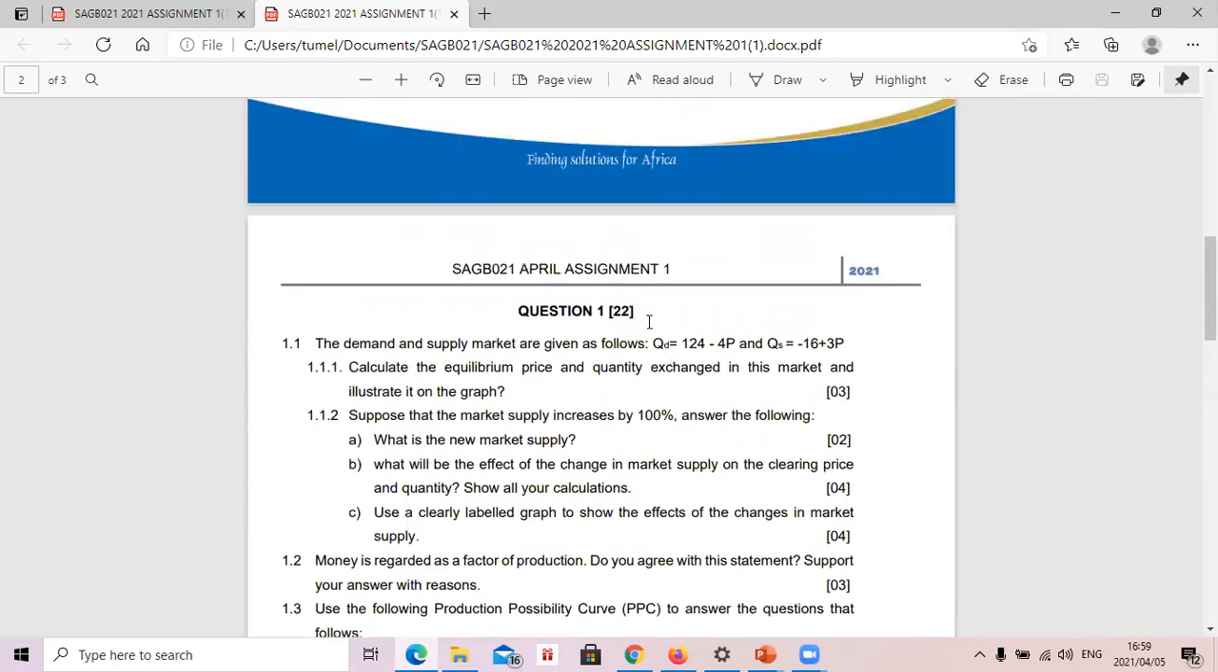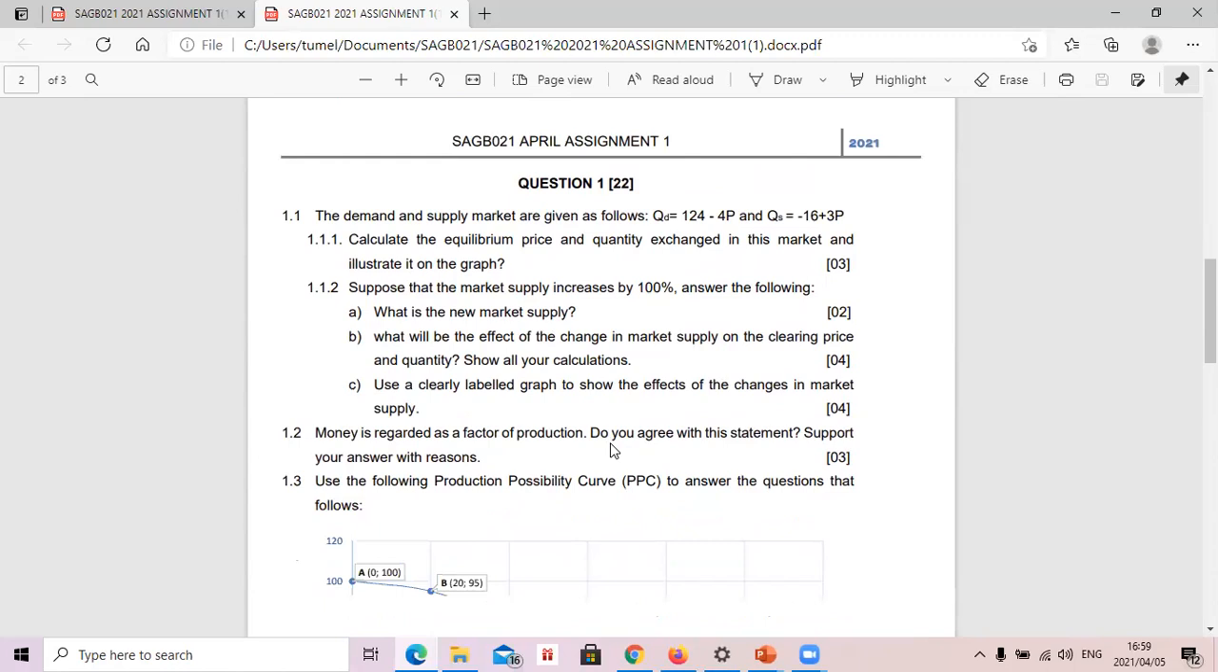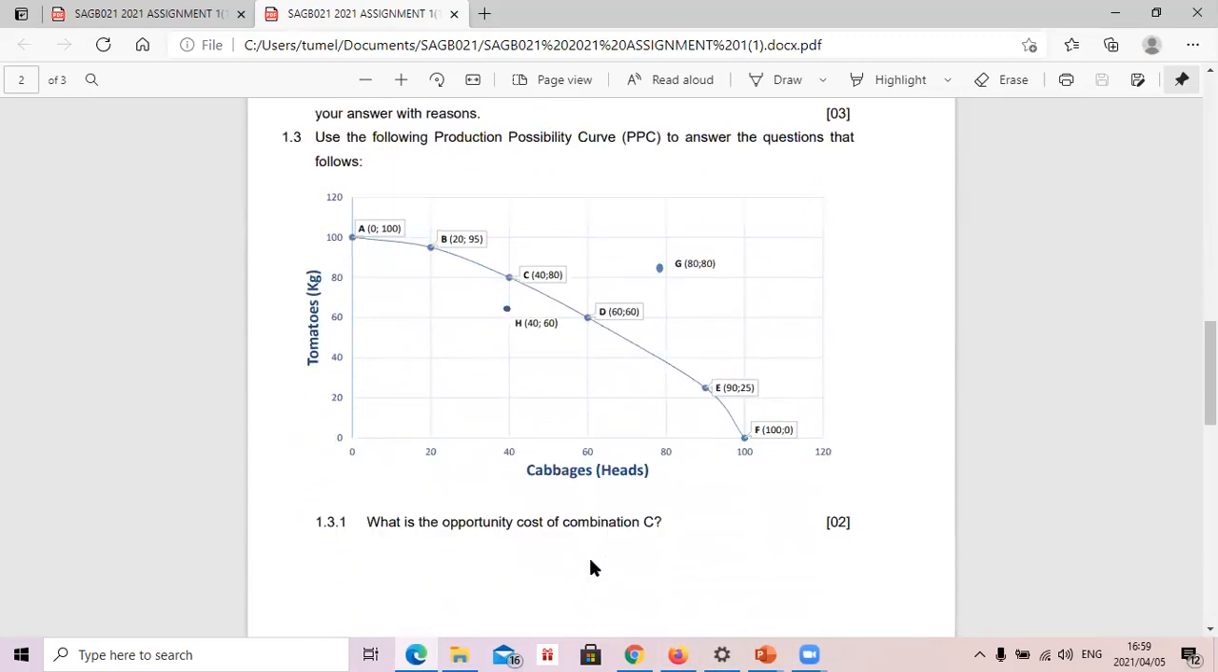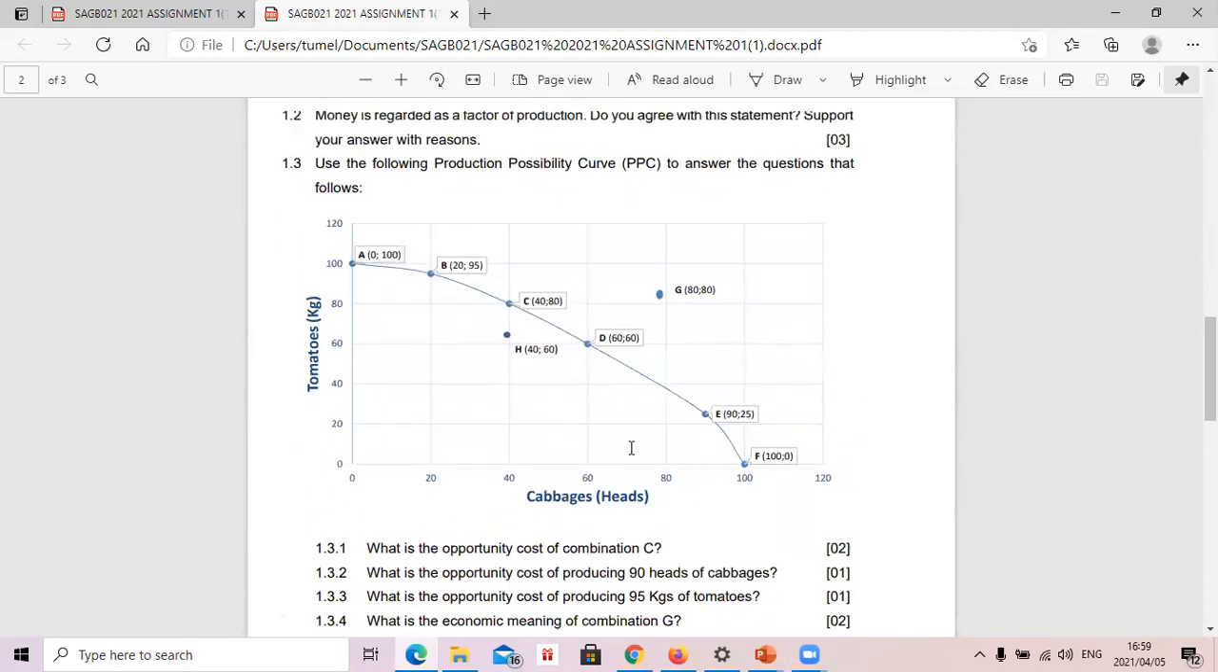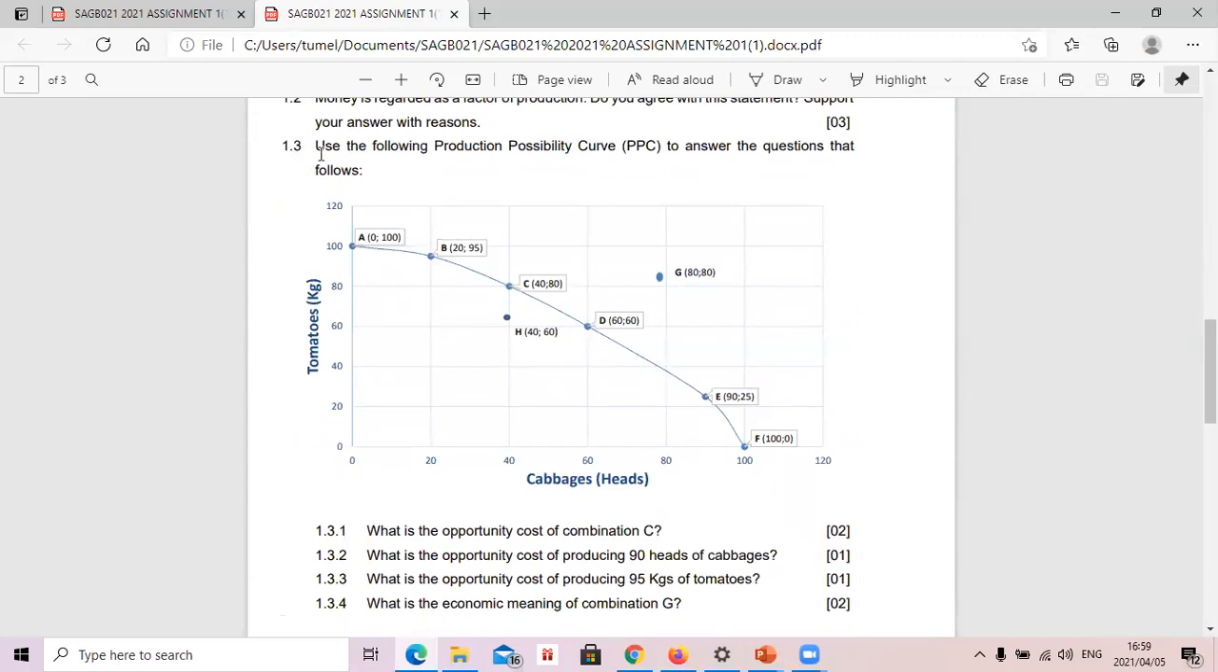Now, let's add 10 to these 22 marks here. So I'm giving you another 22, meaning by the end of this session, you will be having 32 out of 50, meaning you have 64%. You have passed. So it's 1.3. What is the opportunity cost of combination C? Before we actually calculate the opportunity cost of combination C, let's read. Use the following production possibility curve to answer the questions that follow.